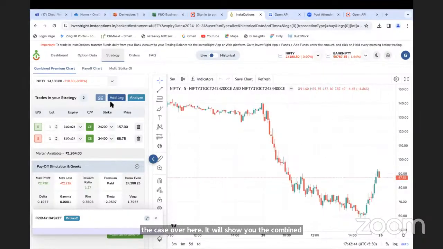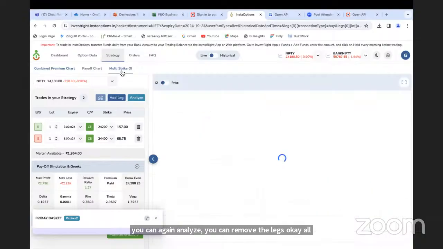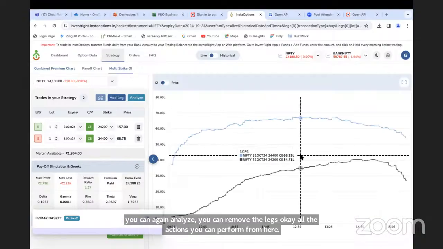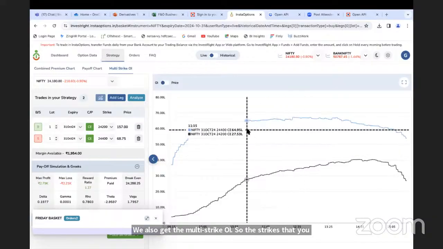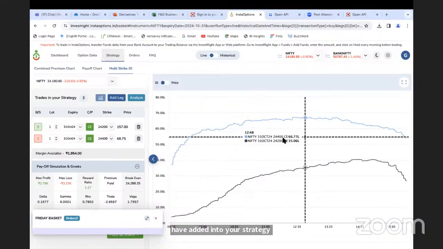You can add the legs over here, and then you can again analyze, you can remove the legs. Okay, all the actions you can perform from here. We also get the multi strike OI. So for the strikes that you have added into your strategy, what's happening based on OI, you can find over here.